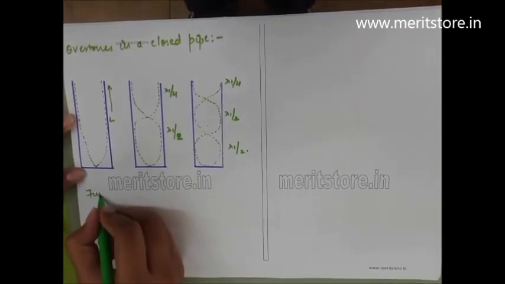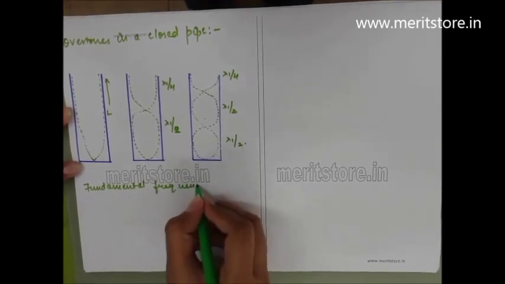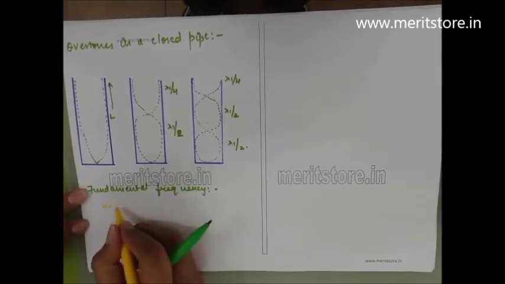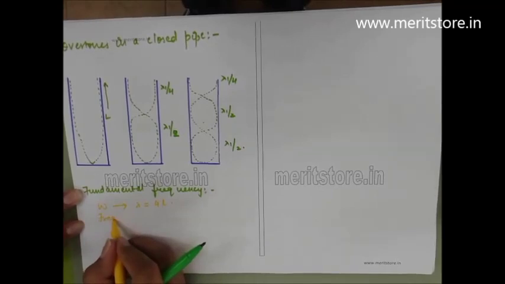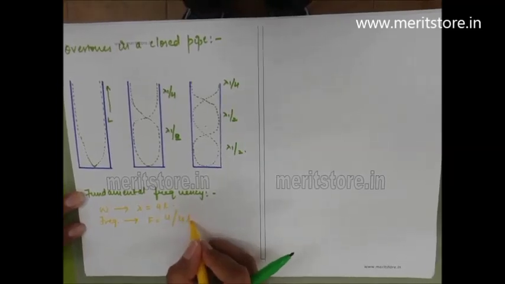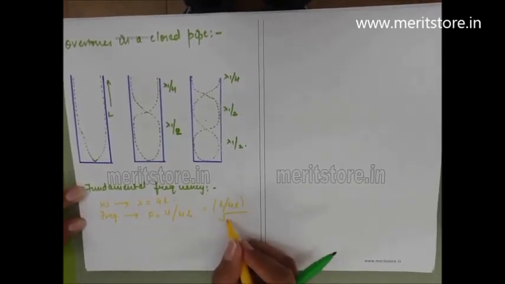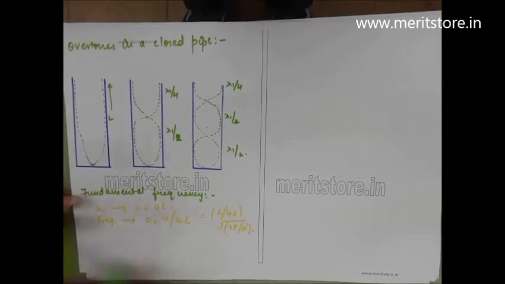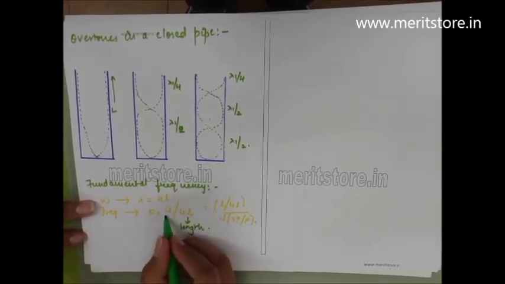For this, the fundamental frequency is given as the wavelength lambda is equal to 4L and the frequency is f is equal to v, that is velocity, divided by 4L, which is also equal to the same expression with gamma P by rho. L is the length of the pipe and v is the velocity.